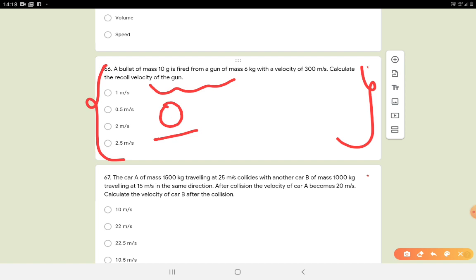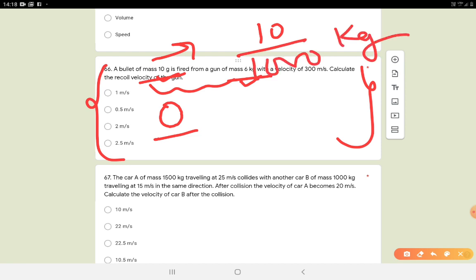After firing the gun, the mass of the bullet is given, which is 10 gram, and the mass of the gun is 6 kg. Here the unit is gram and here the unit is kilogram, so the unit should be of only one type. At first we will convert the unit of mass from gram into kilogram. We can convert 10 gram into kilogram this way: 10 upon 1000 kilogram.